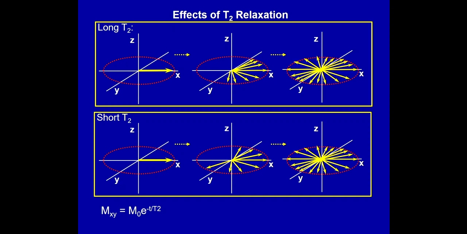The equation for it is: how much magnetization do we have if you take the X and the Y, put them together, what's the total XY magnetization? Well, we started out with M0, and this little t is how long after it reached the XY plane.